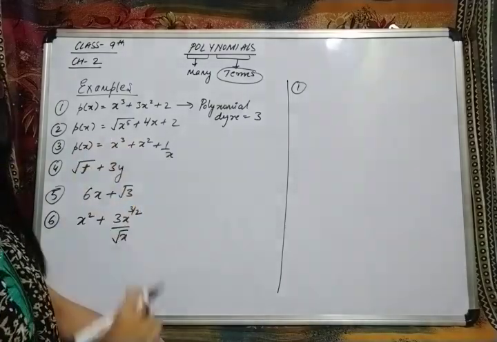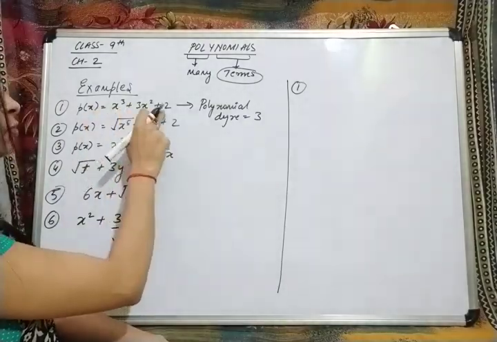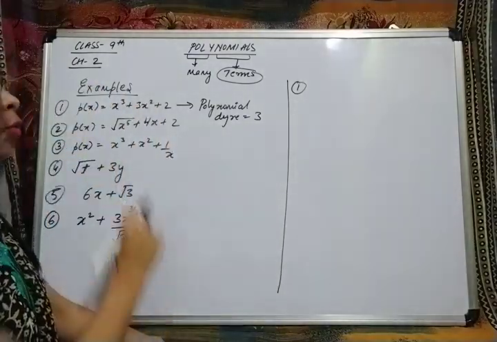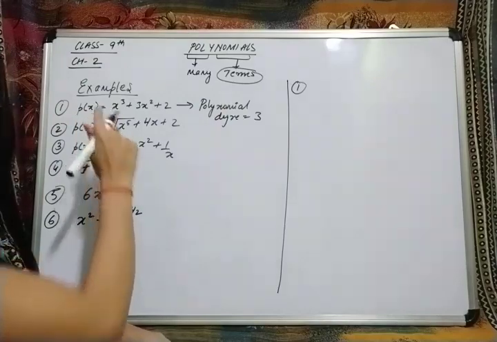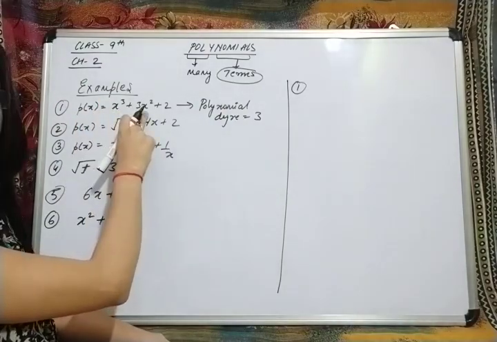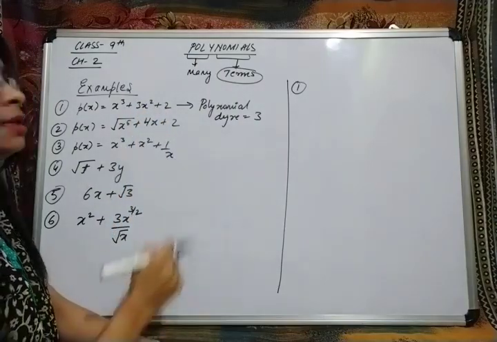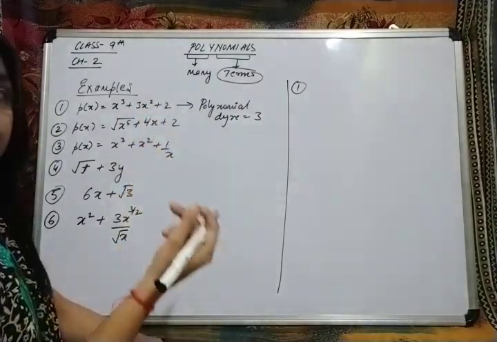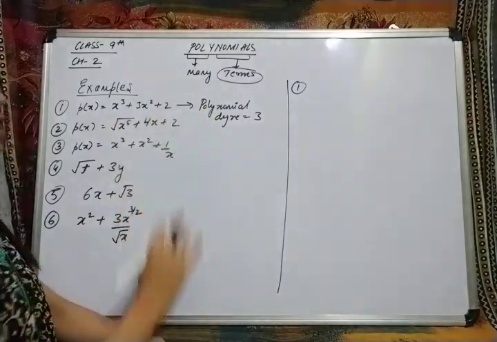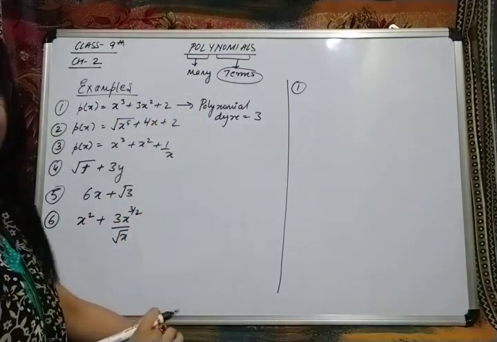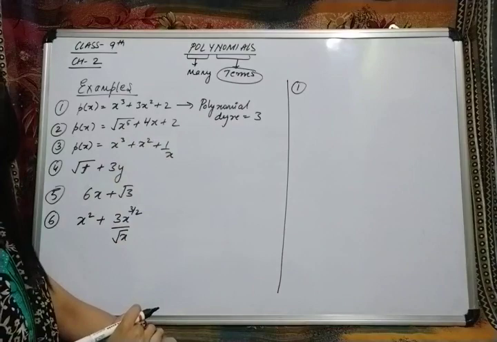And how many terms are there? We can count 1, 2, 3. There are 3 terms. What is the coefficient of x cube? It is 1. What is the coefficient of x square? This is 3, and 2 is the constant term. And it is multiplied with what? X to the power 0. So the first one is a polynomial. It was easy, no?